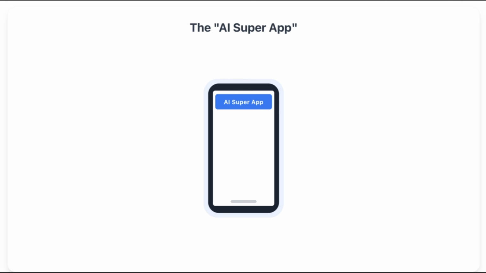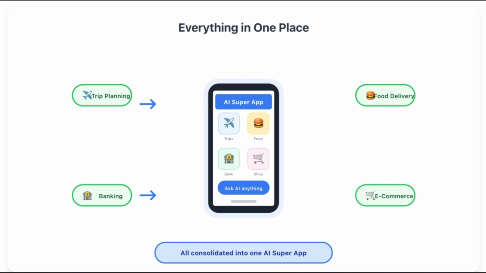I call it the AI super app. Everything you need, from trip planning and food delivery to banking and e-commerce, will be consolidated into this AI super app. This is why Anthropic is betting big on MCP apps. This is their ticket to the AI super app.